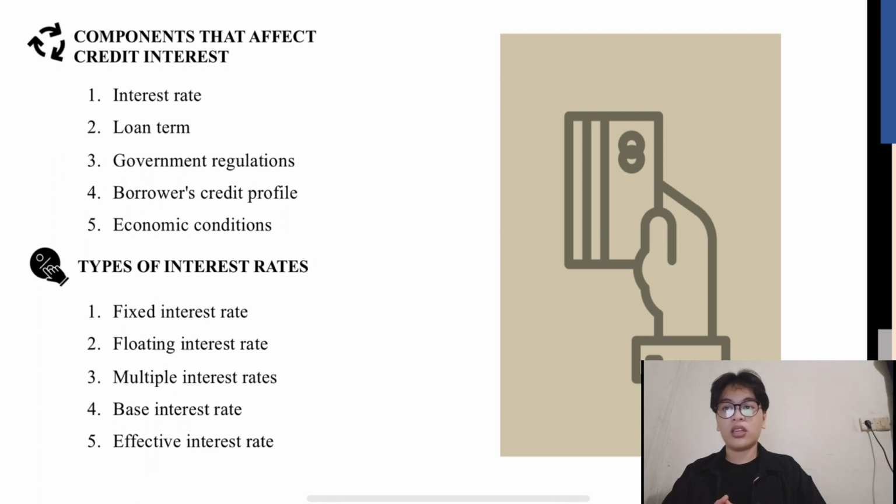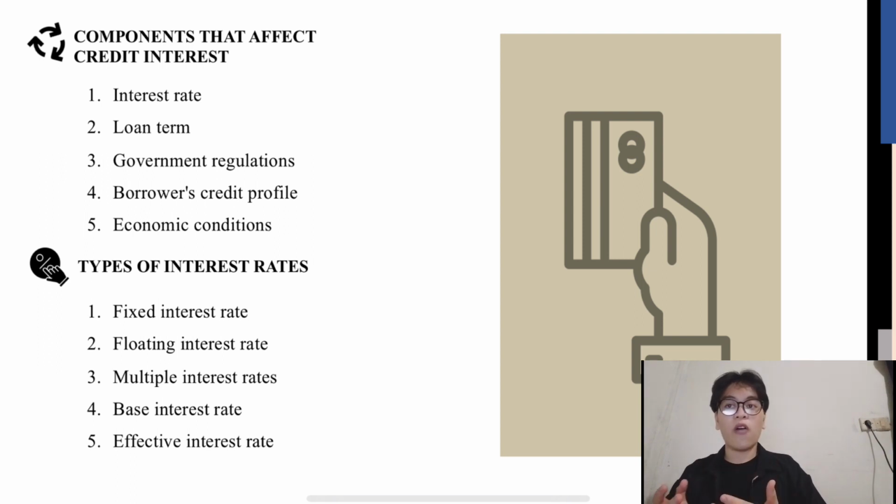And for the loan term, the longer the loan term, the higher the interest that must be paid. This is because the risk of the borrower failing to repay the loan becomes higher over time. And for government regulations, some governments have regulations that limit the interest rates banks can charge. And we're going to the types of interest rates.